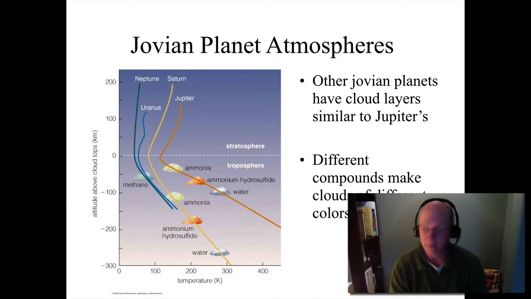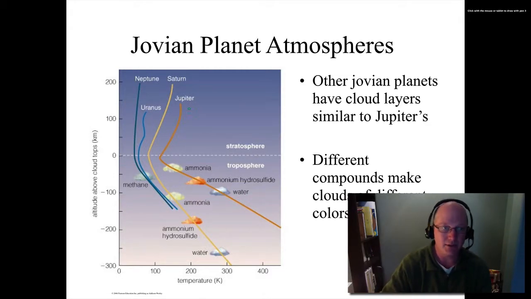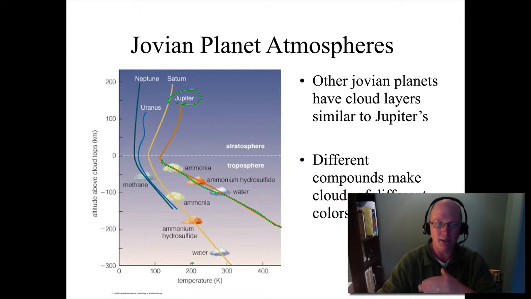So again, if we look at the temperature profiles of these planets, this is Jupiter right here. Jupiter is warmer, it's closer to the Sun, so for a given temperature, we're at a higher altitude. These ammonium hydrosulfide clouds form at the 200 Kelvin mark. So if I go to 200 Kelvin on Jupiter, that's way up here, higher up in the atmosphere.